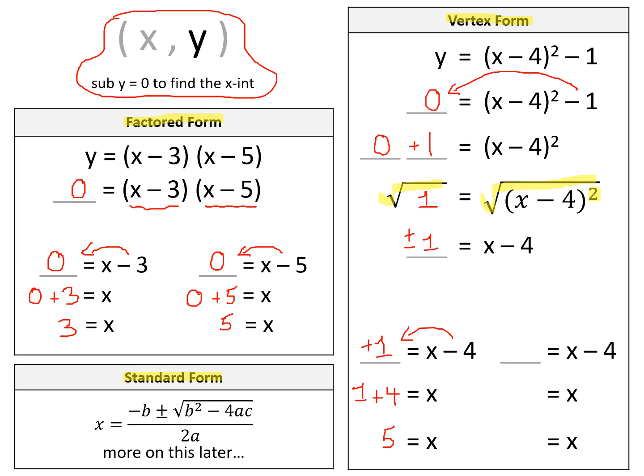Now over here, if negative 1 is one of the answers, then we would move negative 4 to the other side, which means that negative 4 becomes the opposite operation. It becomes positive 4. Negative 1 plus 4 becomes positive 3, which means positive 3 is the other x-intercept.